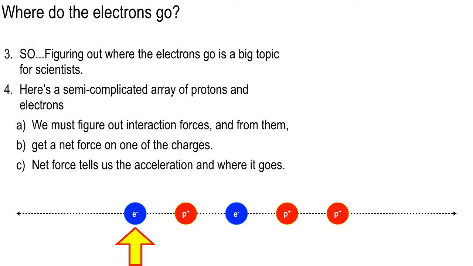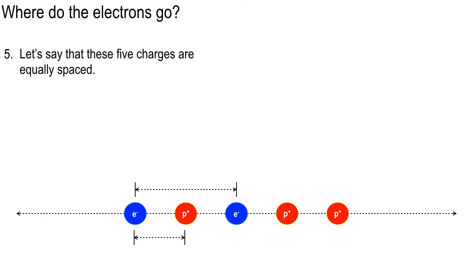All right, first assumption. Let's say that these 5 charges are equally spaced. Now this is kind of an idealized view of a molecule, but it's kosher. This is kind of like a proton. This is kind of like a hydrogen and a helium. 2 protons in a helium, 1 proton in a hydrogen. So it's kind of simplified.